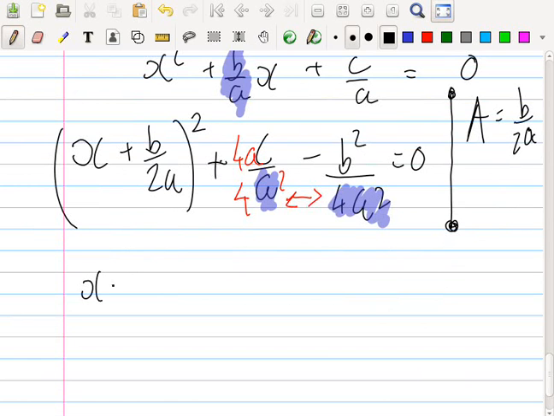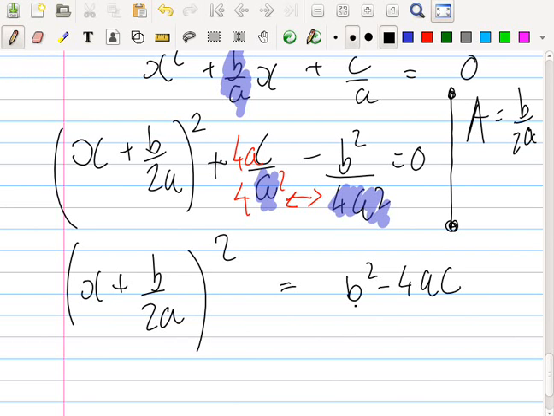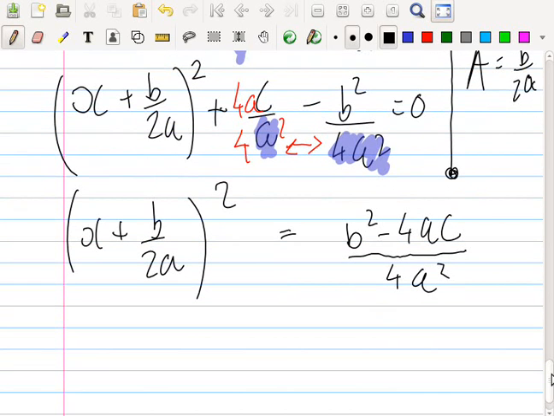So I have x plus b over 2a squared. I'll take it over to the right. So that minus becomes a plus, and that plus becomes a minus. So I get b squared minus 4ac all over 4a squared. Really only two lines left. What do you think I should do next?